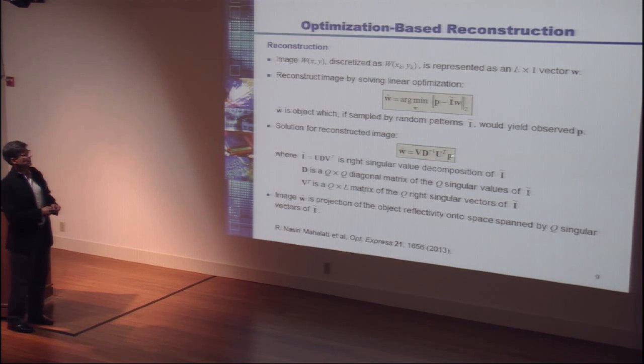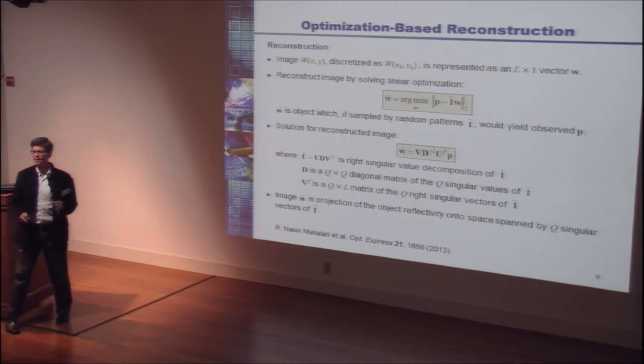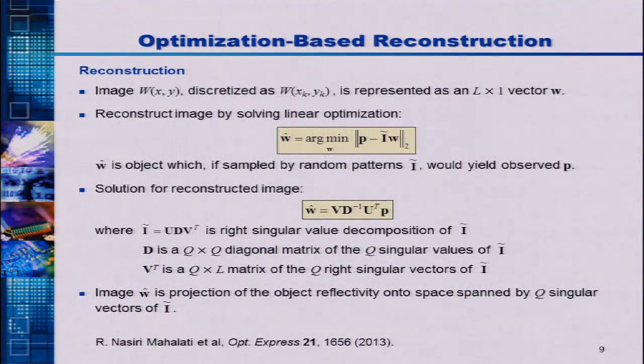So what this expression says is basically that what you're doing here is you're taking your observed powers and you're transforming them to the basis of the singular vectors, and then you're weighting them by the inverses of the singular values. And that's exactly what that mathematically says. That's how you form a reconstructed image.